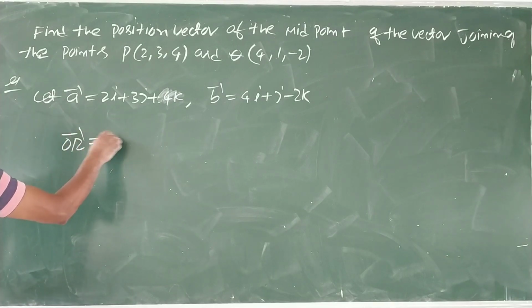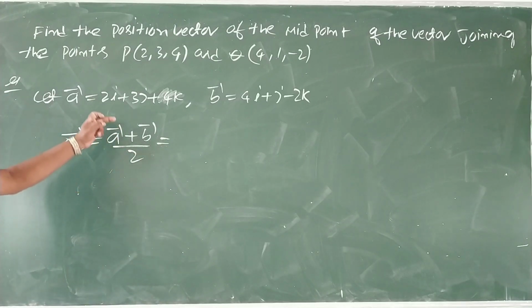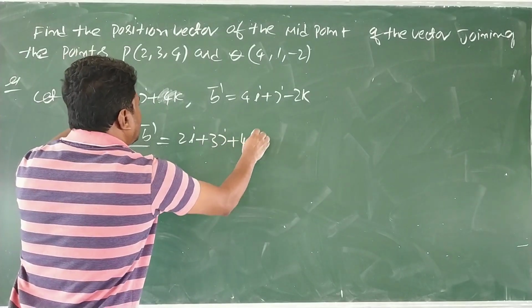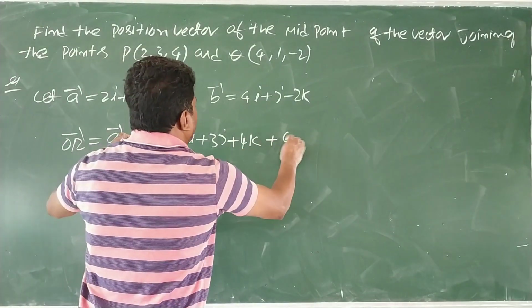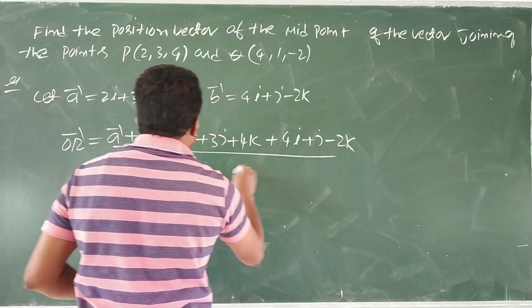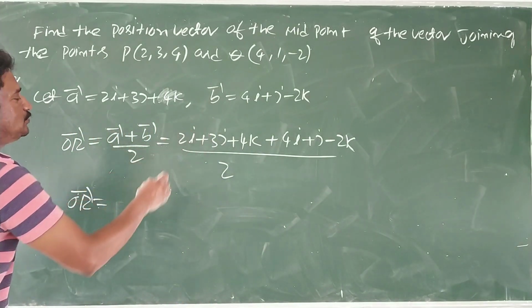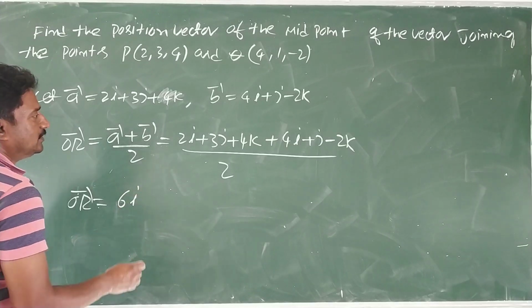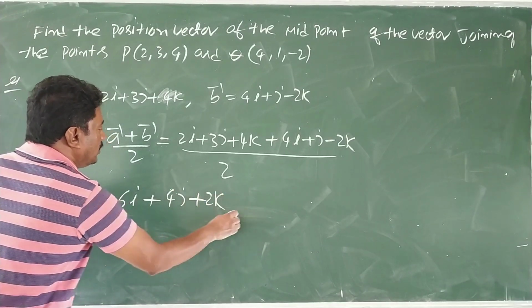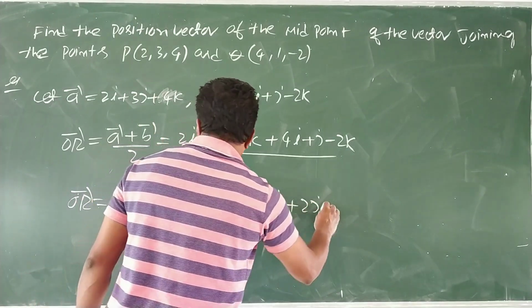OR is equal to (A plus B) by 2. Substitute for A and B. What is vector A? 2i plus 3j plus 4k. B is 4i plus j minus 2k, by 2. Simplify this, students. 2i plus 4i, 6i, plus 3 plus 1, 4j, plus 2k, by 2. Split it: 3i plus 2j plus k.